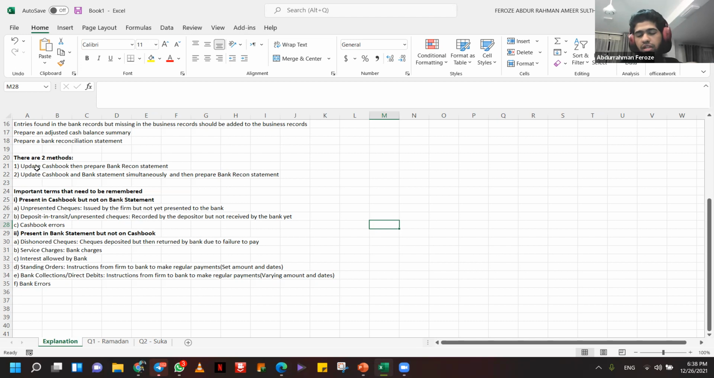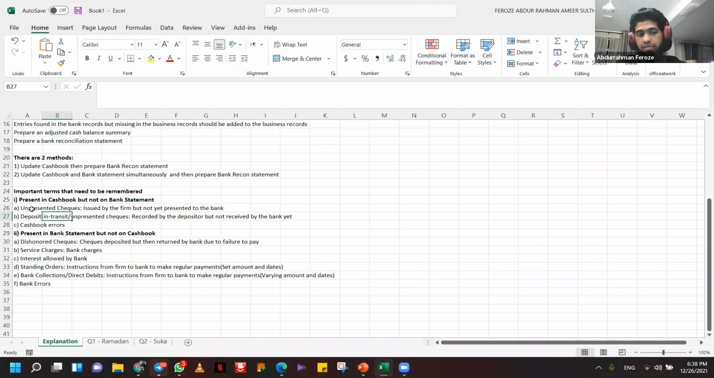You'll end up with the same answer regardless of the method that you do, as long as you do it correctly. Okay, so now there are some important terms that you need to remember, right? So the first term that we have, these are the items that are present in the cash book, but not on the bank statement, right? So at the end of the month, these items are the ones that will be on the cash book, but not on the bank statement.